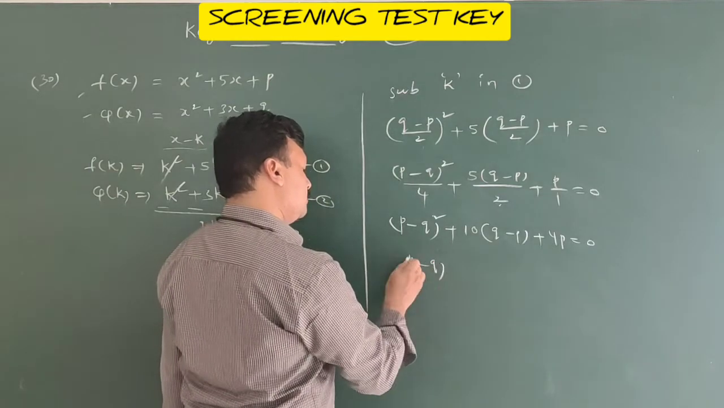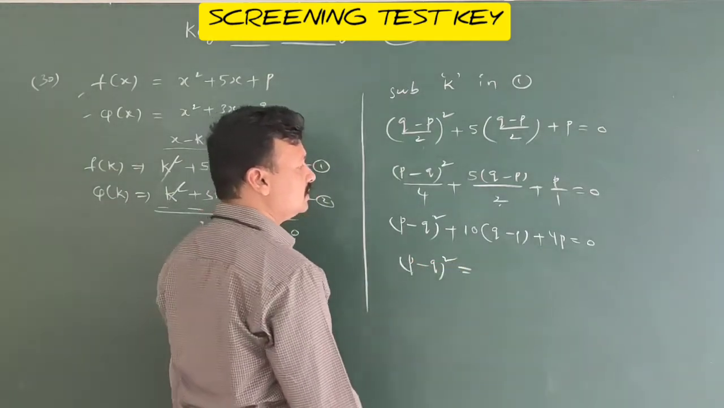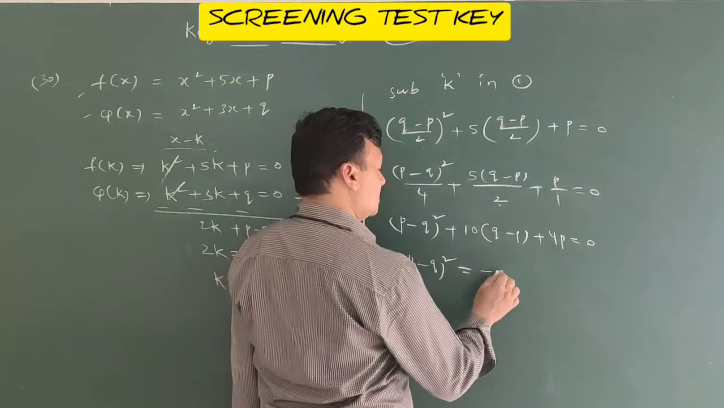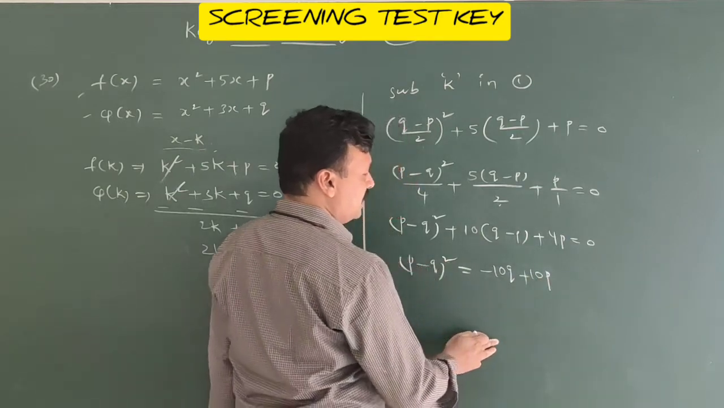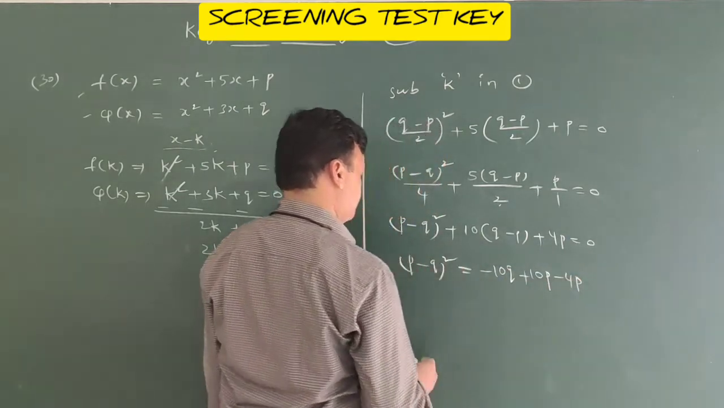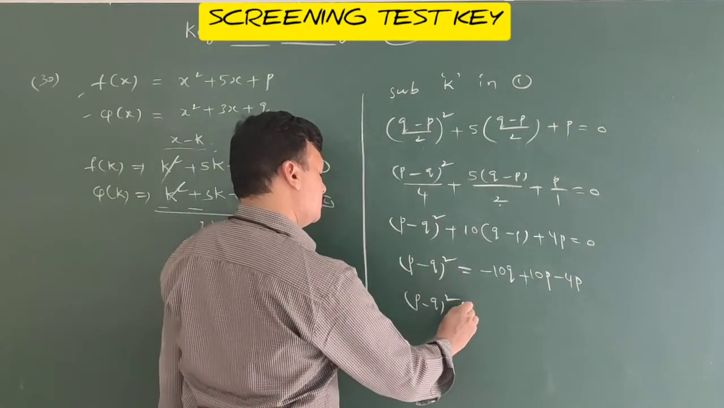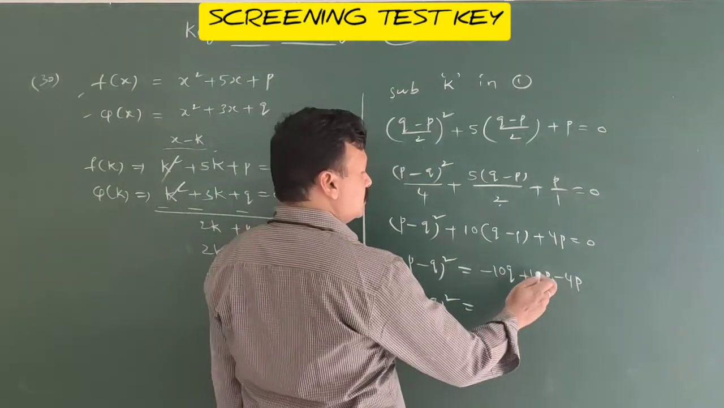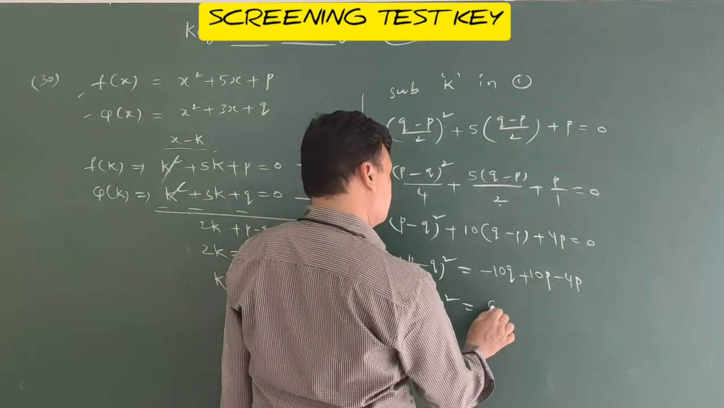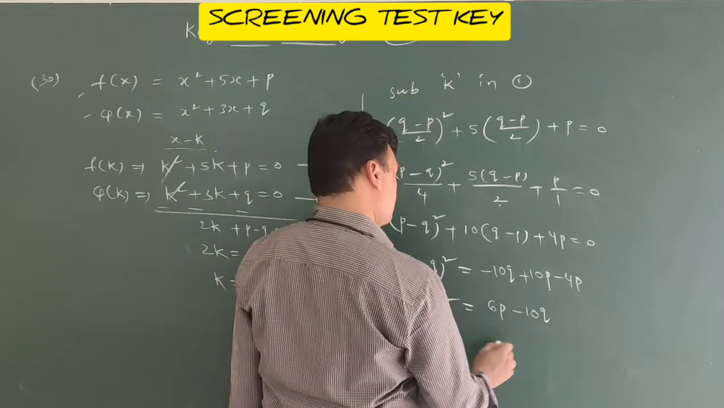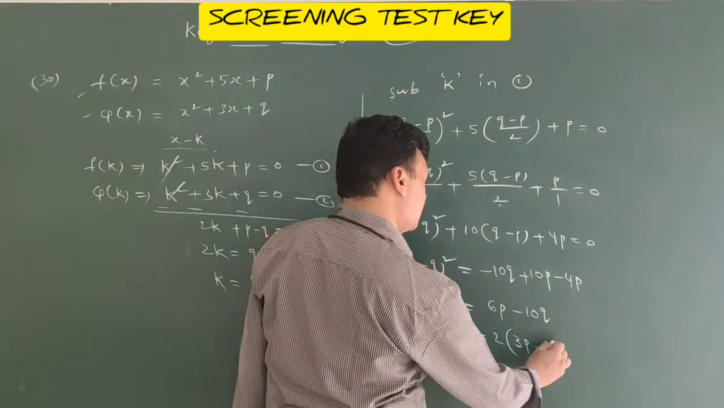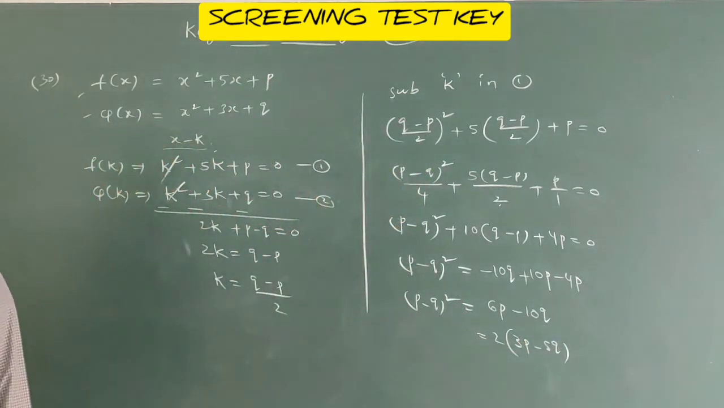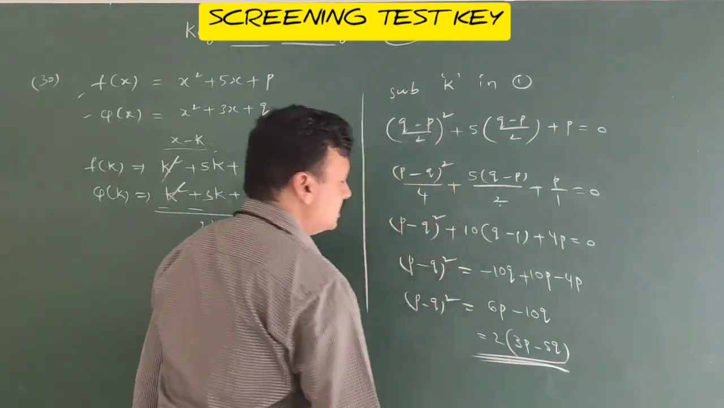So p minus q whole square equal to, here 10q becomes minus 10q, minus 10p becomes plus 10p, minus 4p. So p minus q whole square equals 10p minus 4p, 6p minus 10q. If you take 2 common, 2 into 3p minus 5q. This is the required answer.